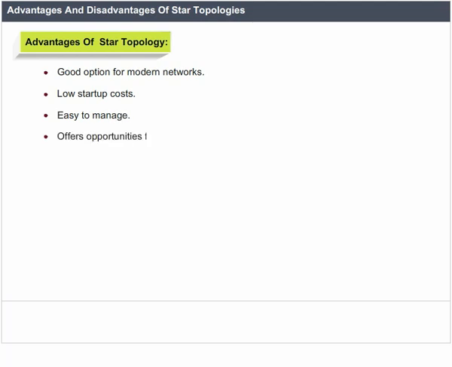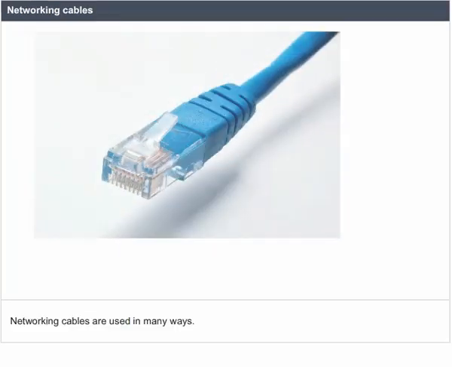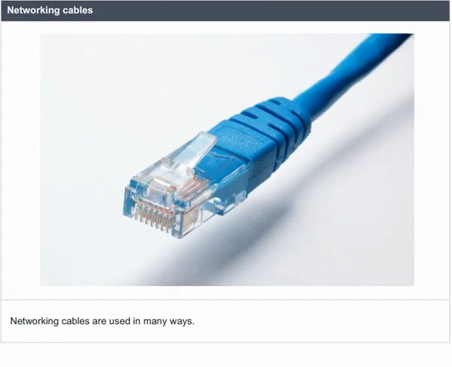More fault tolerant. Easily moved, isolated or interconnected with other networks. Scalable. Supports a maximum of 1024 addressable nodes on a logical network. Advantages of star topology.